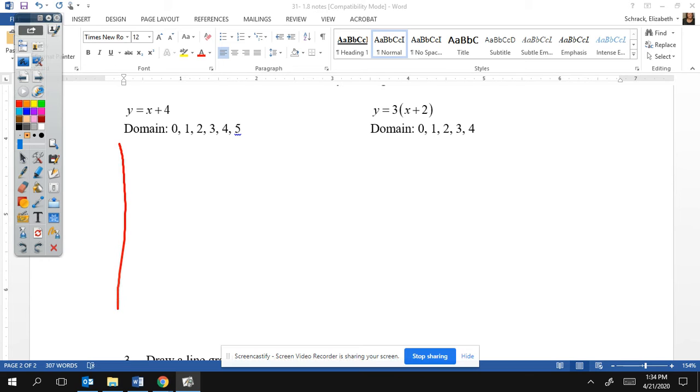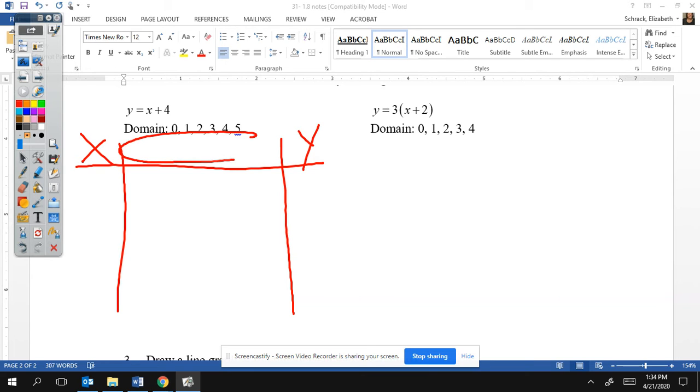Okay, so I'm going to give us an input column to the left, and I'm going to give us an output or a Y column to the right. And we're going to do all of our work inside this middle column. All of the work inside the middle column is going to follow this equation: Y equals X plus 4.